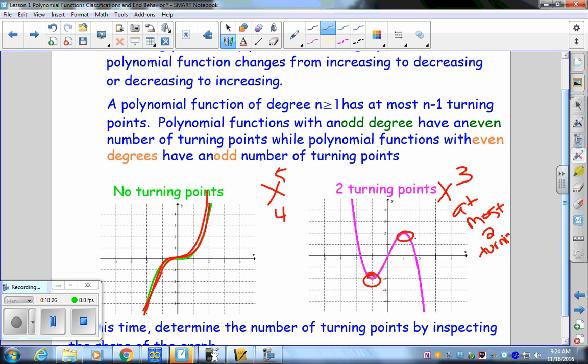All right, so we can use turning points to also help us when we're looking at a graph to determine what the degree of the function is. Count your turning points and add 1. Typically it works, but once again, we'll talk about this in class.